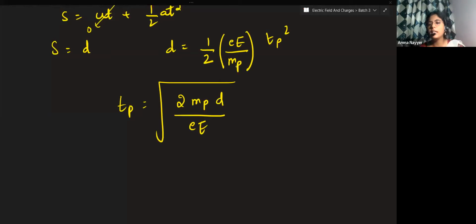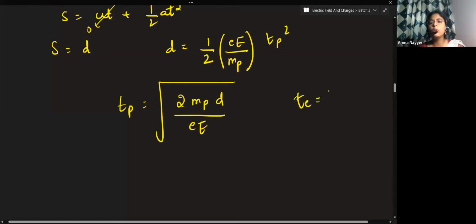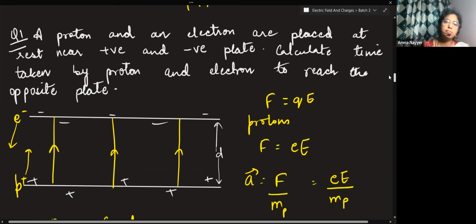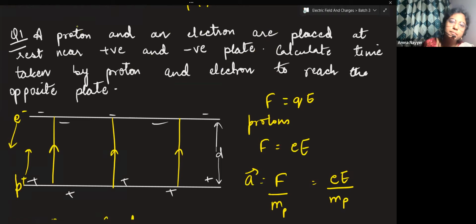Similarly, if you have an electron, no need to repeat the calculation. 2 is a constant, so 2 will be there. Instead of mass of proton, you will get the mass of electron. The rest of the things will be the same. So these will be the time periods. All right, so note down this question as well. Then we'll begin with electric flux, Gauss theorem.